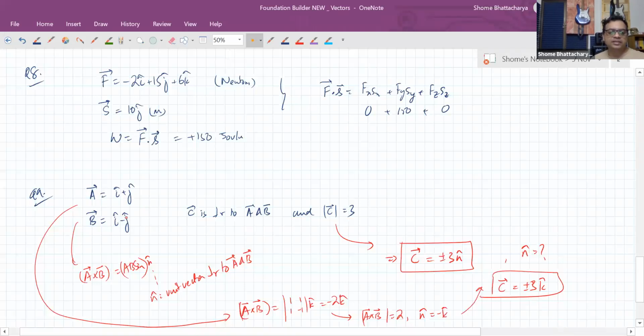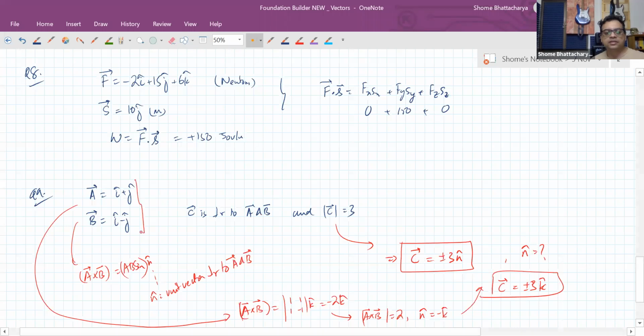I mean, in this case, the vectors are in the xy plane only, so you can directly understand it also. Okay. But if they are three-dimensional vectors, then you have to use the cross product method. Here it is directly visible, A and B are in the xy plane, so the unit vector perpendicular to them is obviously k cap.